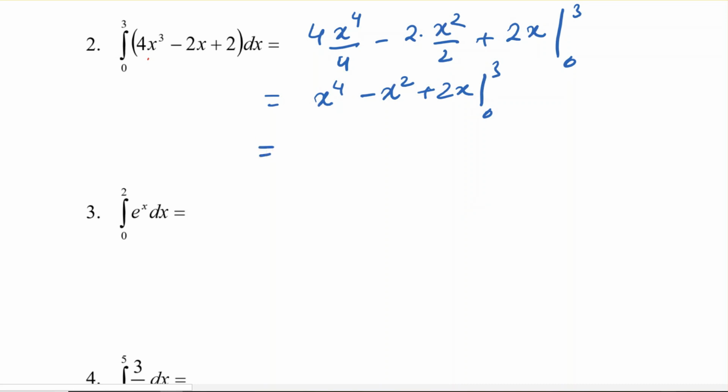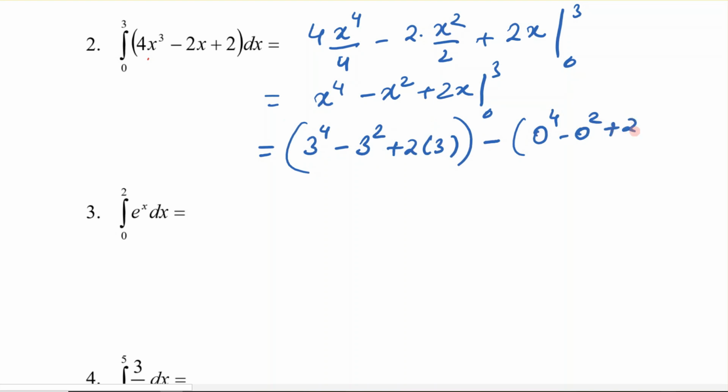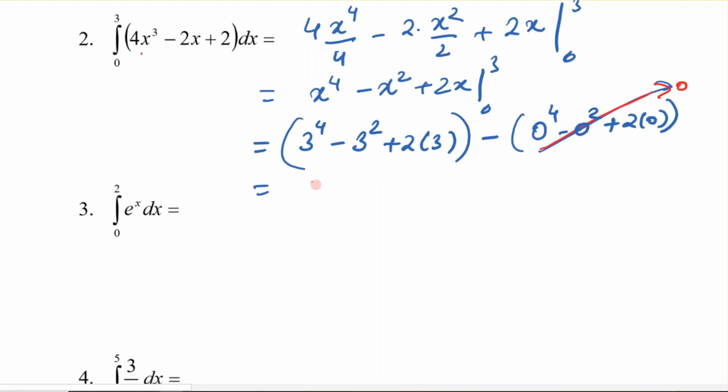Now let's plug in the values. Upper limit in the function: 3 to the power 4 minus 3 raised to the power 2 plus 2 times 3. Then upper limit minus lower limit, so we substitute the lower limit here. In the end we notice that this one is just 0 because all the terms here are 0. For the other one we get 78 upon our calculations. So that's how we evaluate these definite integrals.